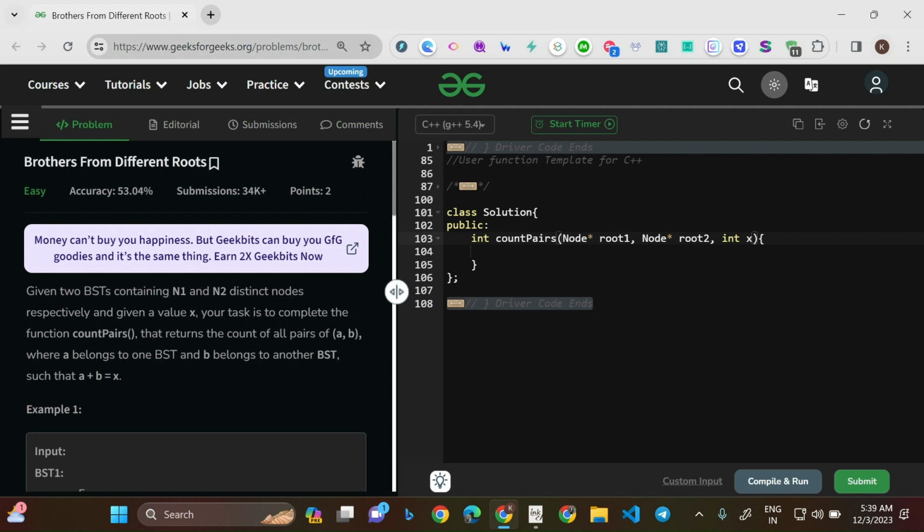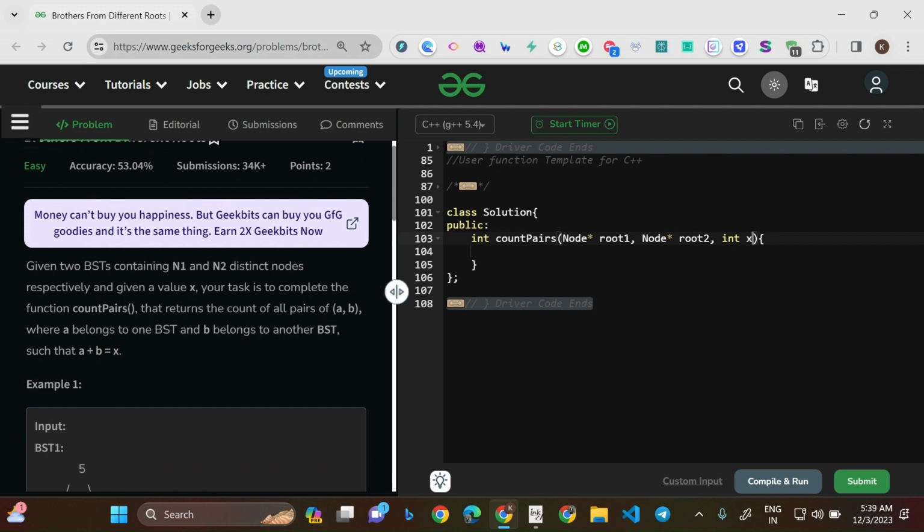So in today's video, we'll be solving the problem Brothers From Different Roots. This is an easy level question and it's the problem of the day on GeeksforGeeks. A similar sort of question has been asked by Amazon and this is a follow-up of that question. So let us go through the question now.